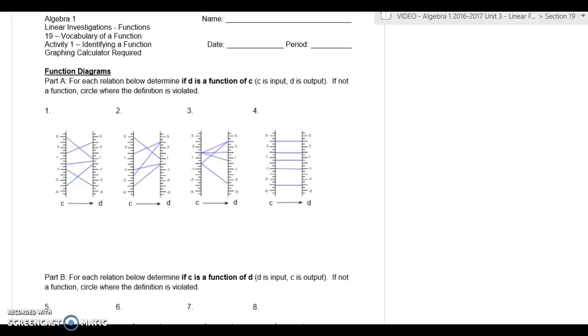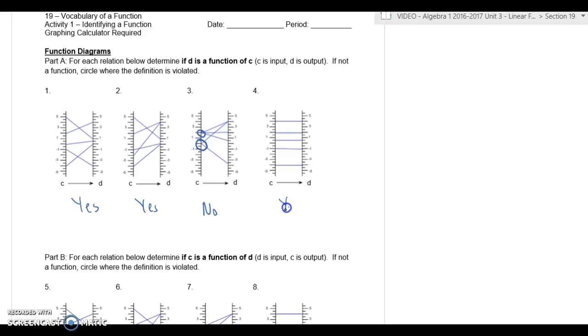What we're looking for is, is there any place where we branch off. So I'm not seeing anything in number 1 that shows that we have a branching off. Nothing in number 2 either. But in 3, we run into the issue right here: that input of what looks like 0 goes to 2 different places. The input of 2 goes to 3 different places. So that's not a function. These are. And then 4 looks good to go.